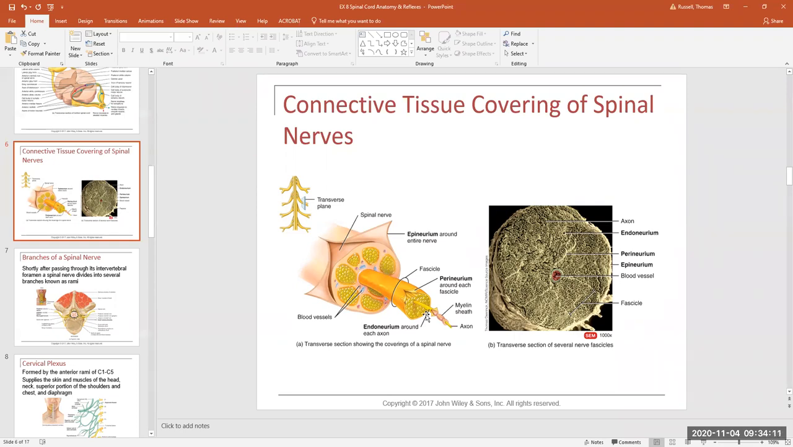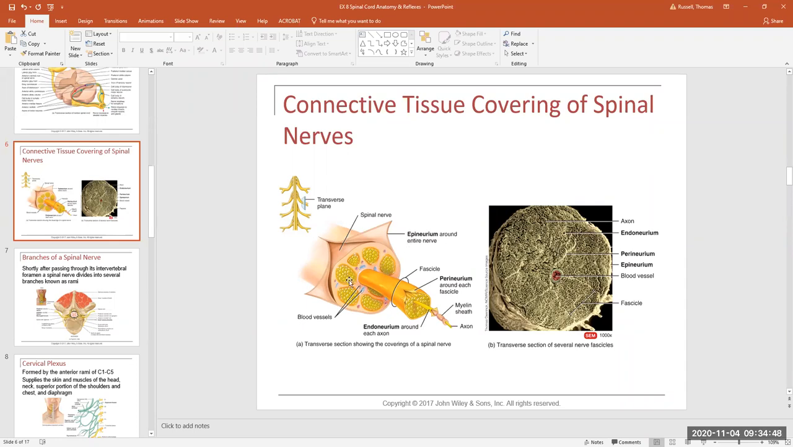So here they have a representation of a nerve, a spinal nerve, and the spinal nerves have connective tissue wrappings around them, very similar to that of skeletal muscle that we learned about. If you remember, the outer connective tissue wrapping around the muscle was called epimysium. The outer connective tissue wrapping around a nerve is called the epineurium. So the connective tissue wrappings are called the neurium, something neurium. So the outermost one is called the epineurium.